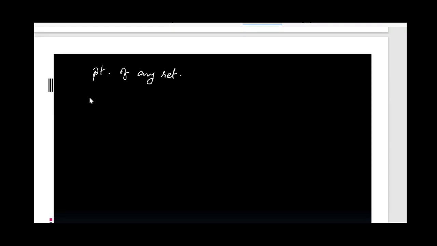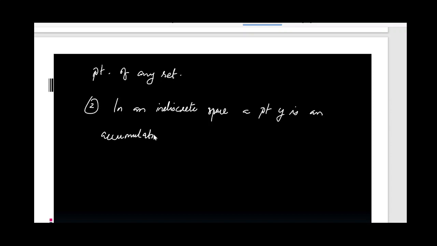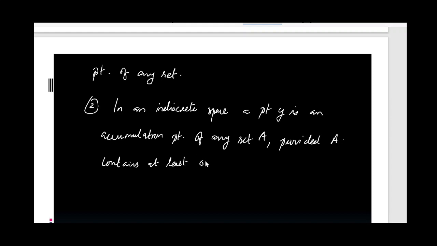Second one, in an indiscrete space, a point y is an accumulation point of any set A, provided A contains at least one point other than y. A contains a point other than y.